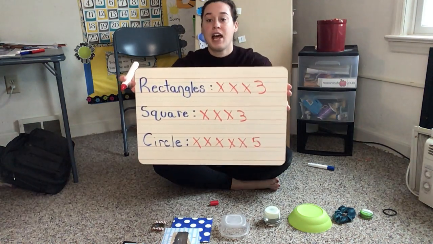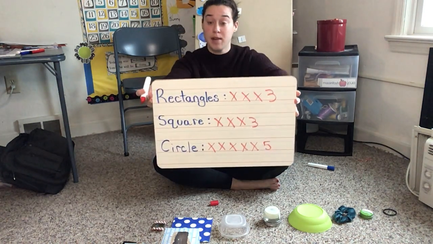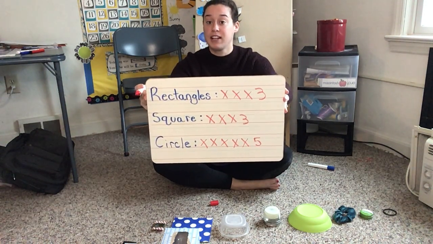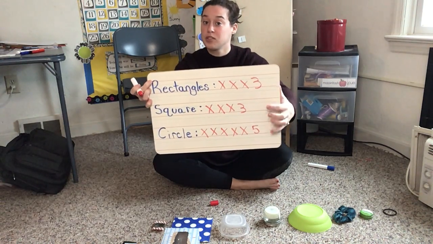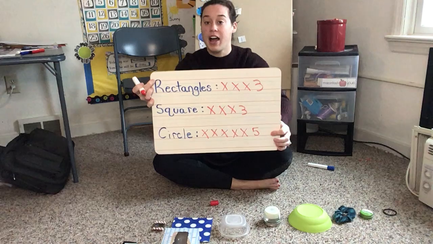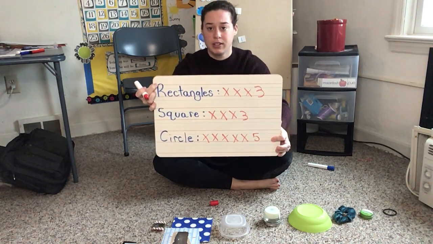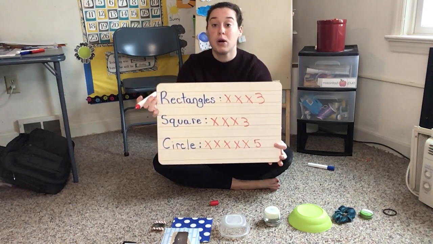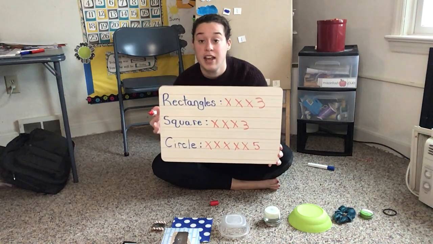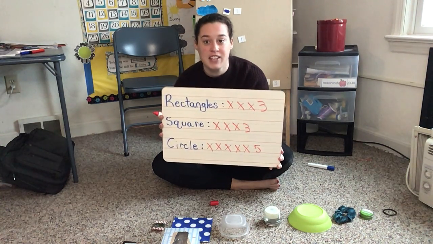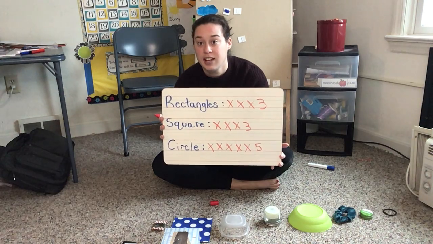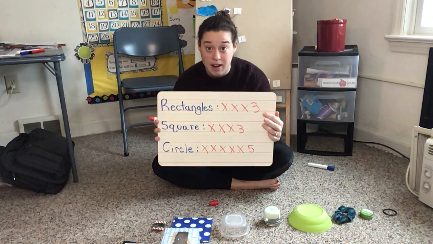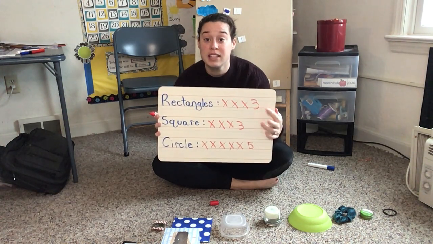All right, friends, so we have sorted our objects, we have graphed our objects, and we have counted our objects. So which object has the most? Is it rectangles with 3, squares with 3, or circles with 5? Which one's the bigger number? That's right, 5 is the bigger number, so circle has the most objects today. And the least amount? There's a tie for that, so they're equal to each other. That's right, the rectangles and the squares are equal to each other today. They both have 3. So those are our least.